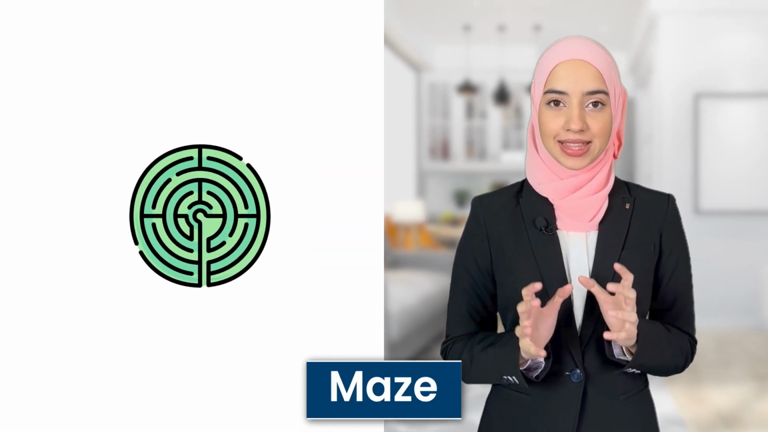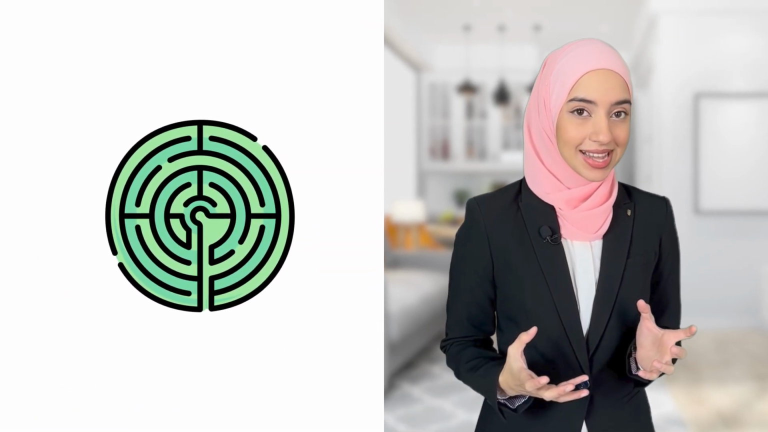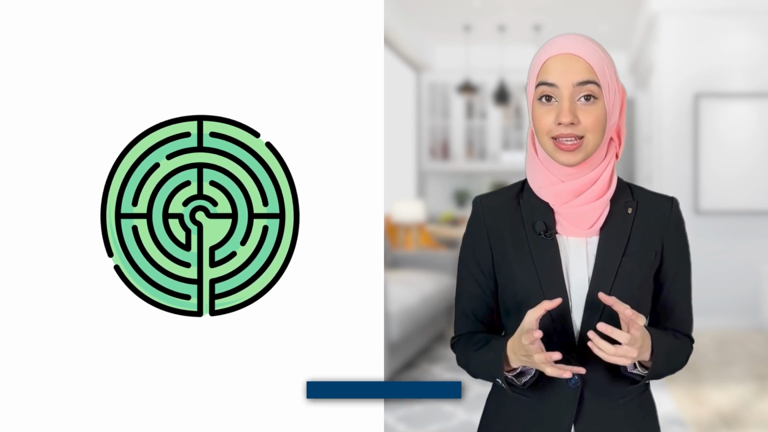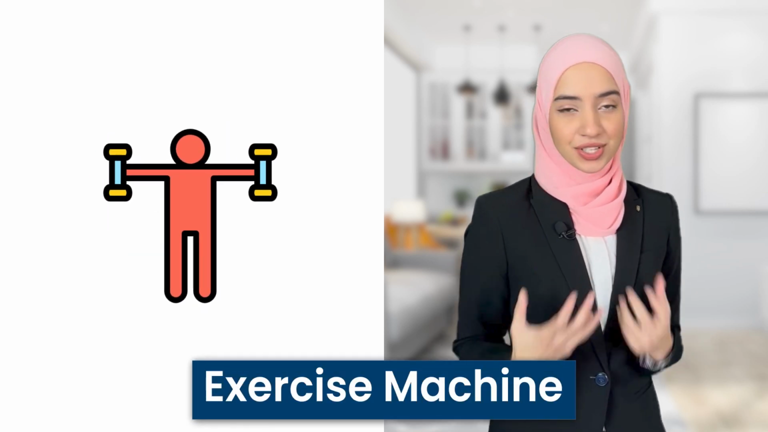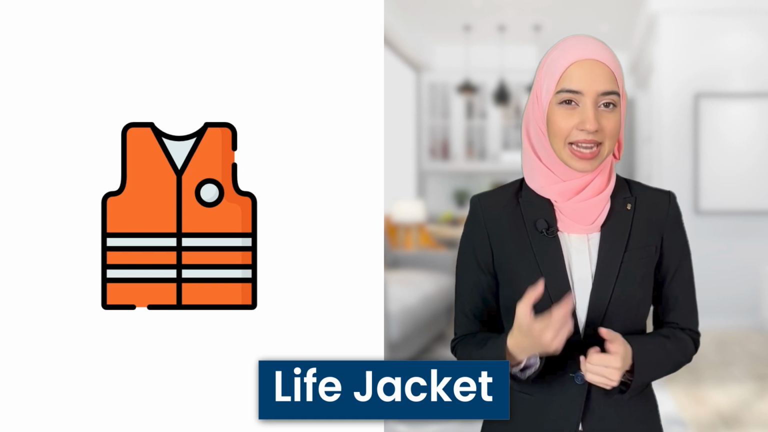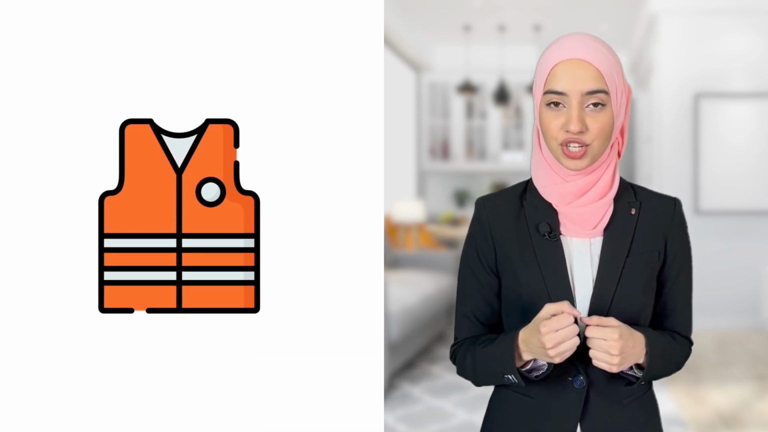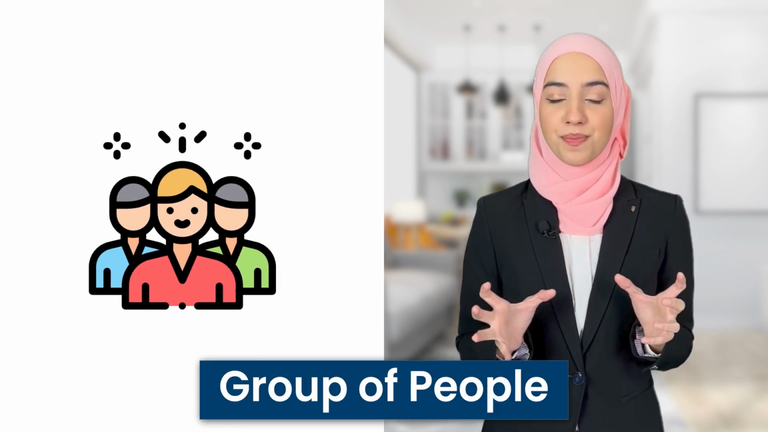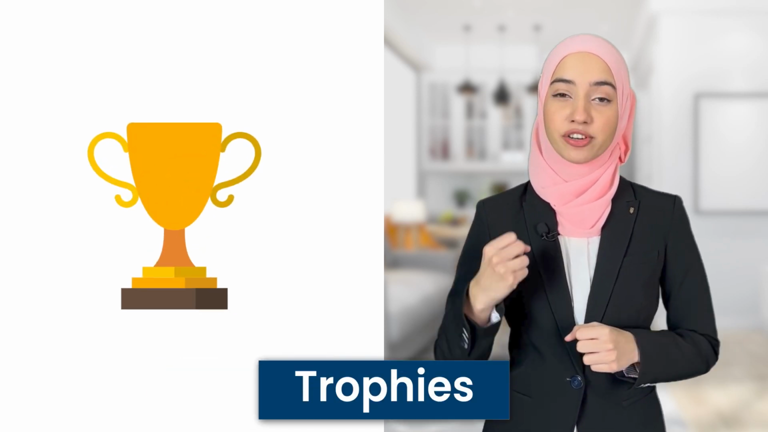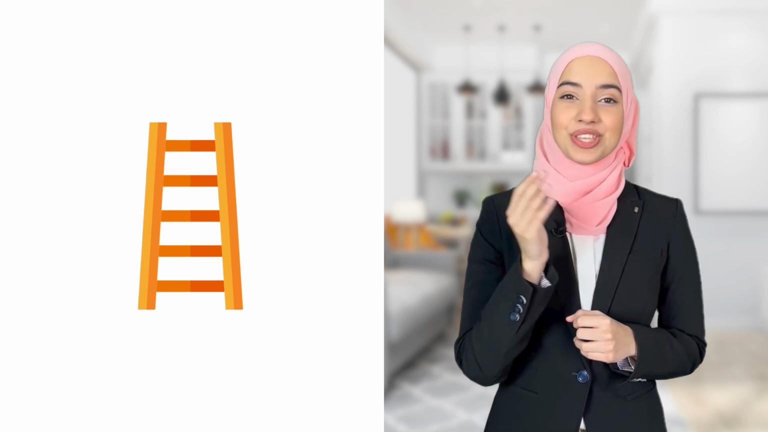So imagine that you're in a maze and you're lost. Now you start panicking when suddenly you see a heart far off in the corner. You follow that heart, but as you turn, all you see is an exercise machine wearing a life jacket. It looks a little weird, but you get on the exercise machine and start to exercise a little. Suddenly, out of nowhere, a huge group of people who have trophies in their hands start chasing you to hit you with those trophies. You run for dear life just when you spot a ladder. You climb the ladder and you're able to exit the maze.